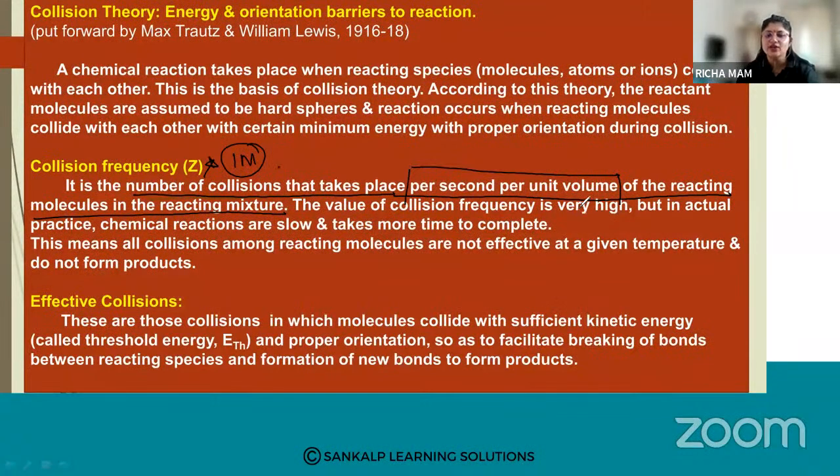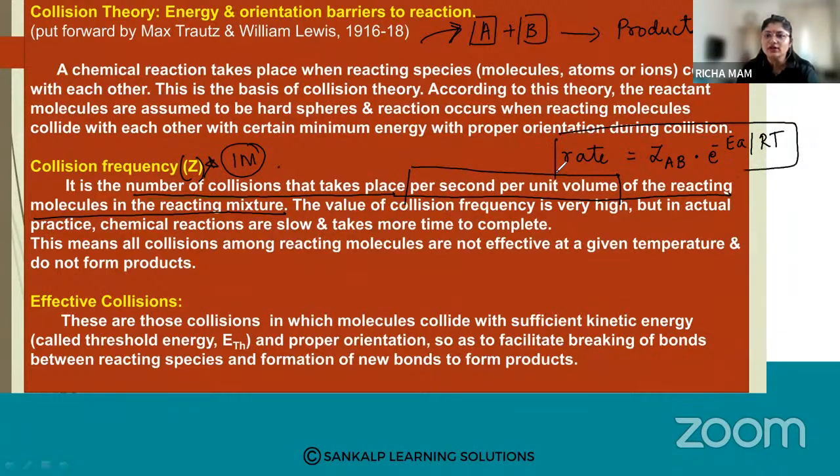So if you consider a bimolecular reaction, that is A plus B giving you products. Bimolecular reaction means what? The molecularity depends on the reacting species, that is, the number of molecules is 2 here. So the rate can be given as what? Rate is given as Z of AB, where the collision frequency is represented by Z, into e raised to minus Ea by RT.